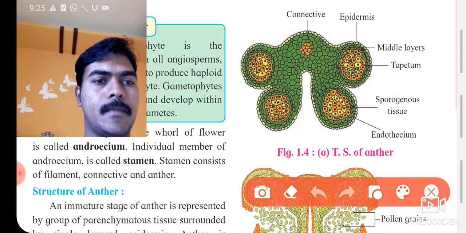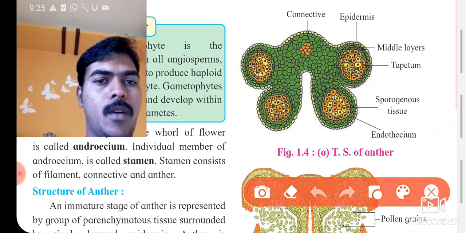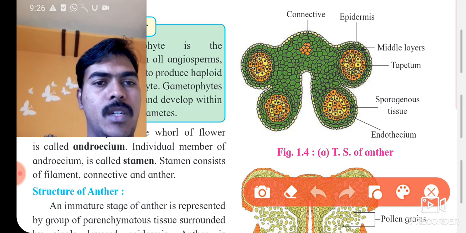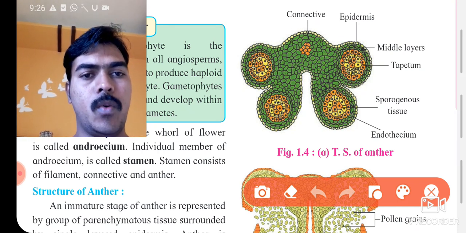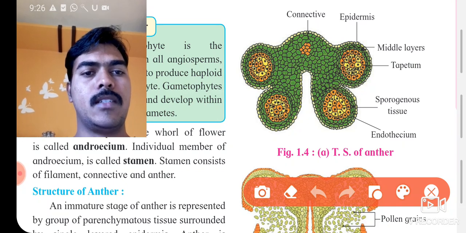So today we are going to talk about one of the important topics from your exam point of view. Today we'll talk about how the male gametophyte is produced in the angiosperm. So first of all, we will have to talk about different floral structures.